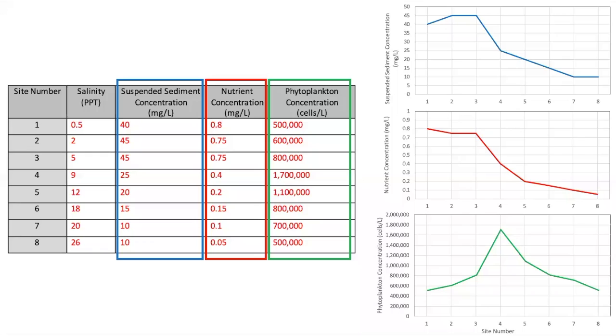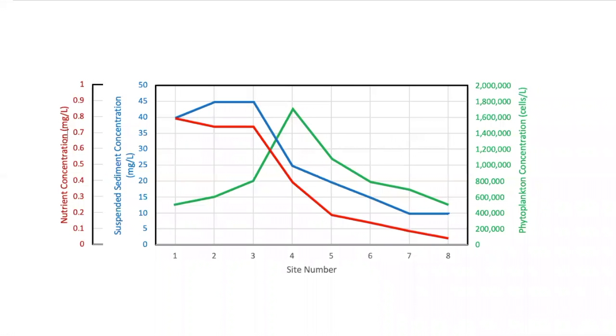The students will fill out this table with the data they collect at each of the different site numbers and then plot suspended sediment concentration, nutrient concentration, and phytoplankton concentration. They will then practice plotting multiple components on one plot. So I provide the background plot with each of the y-axis labels, and then they will have to fill in the lines for nutrient concentration, suspended sediment concentration, and phytoplankton concentration.